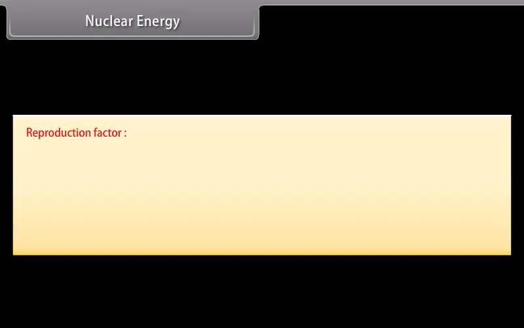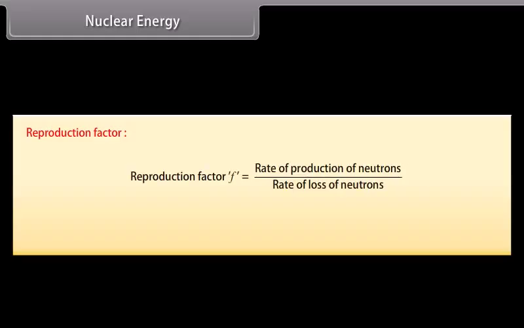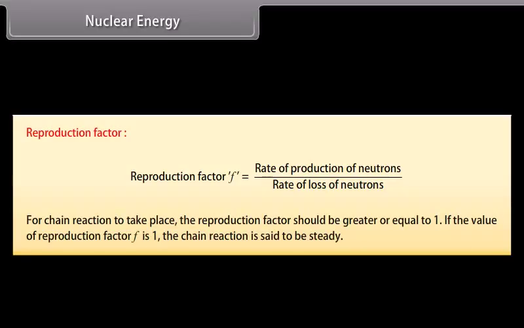Reproduction factor. It is defined as the ratio of the rate of production of neutrons to the rate of loss of neutrons. For a chain reaction to take place, the reproduction factor should be greater than or equal to 1. If the value of the reproduction factor K is 1, the chain reaction is said to be steady.